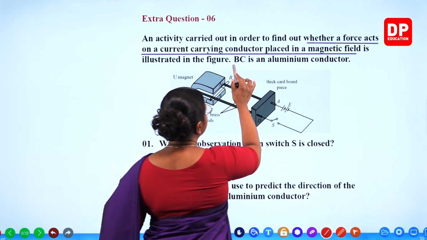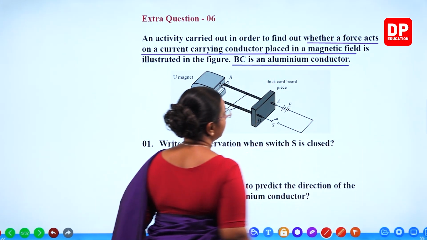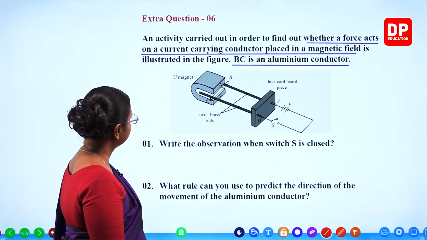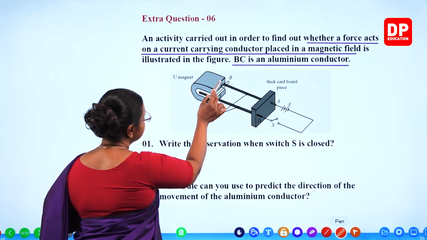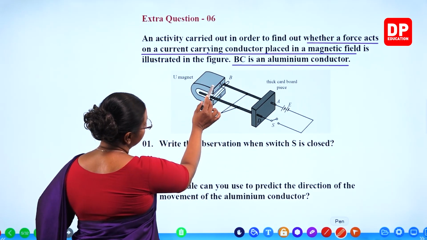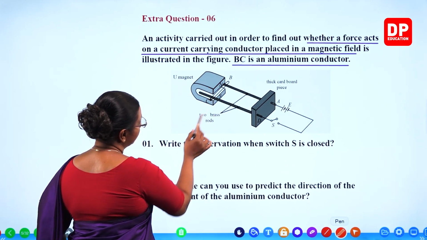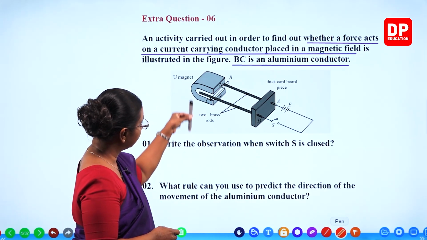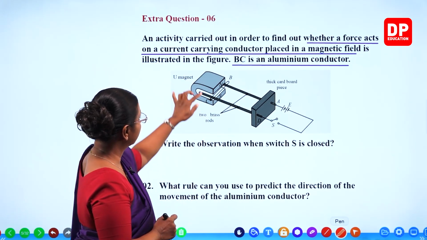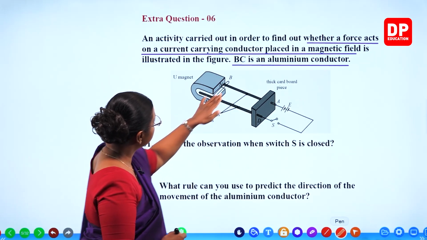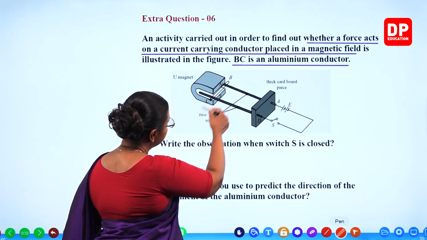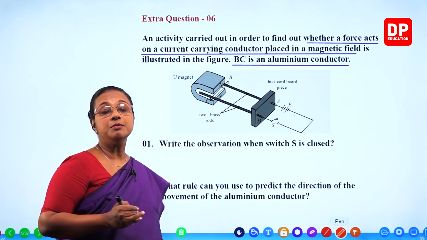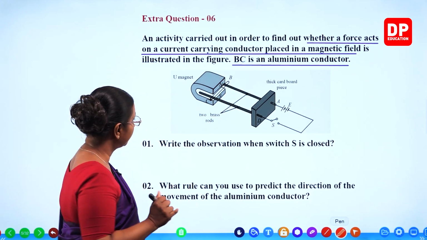BC is an aluminium conductor. Now if we look at the diagram, you all can see here students, this is a U magnet. Now here you can see north and south poles of the magnet. So you know the magnetic field will be acting downwards, north to south. Then across that you can see the aluminium conductor BC placed within the magnetic field. That also you can see.